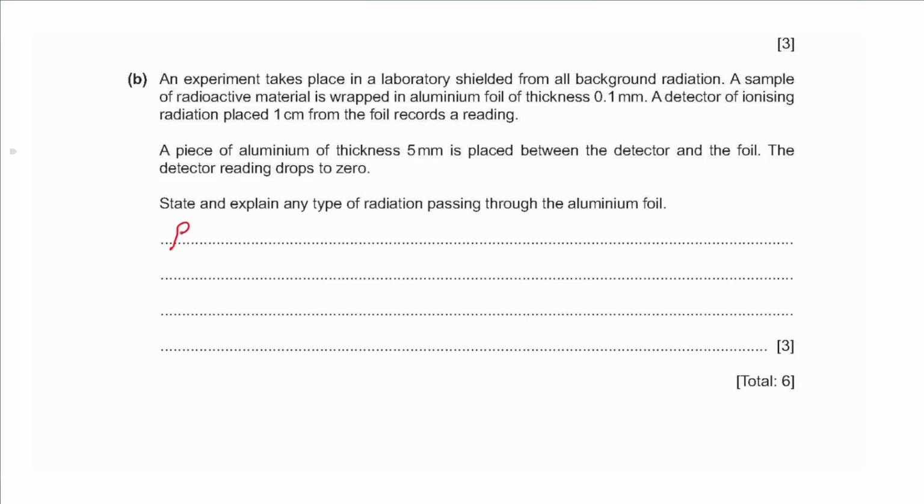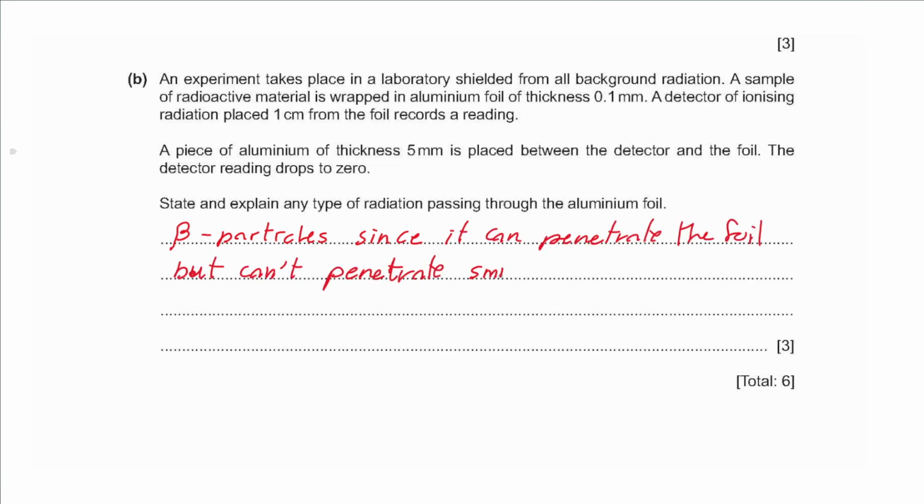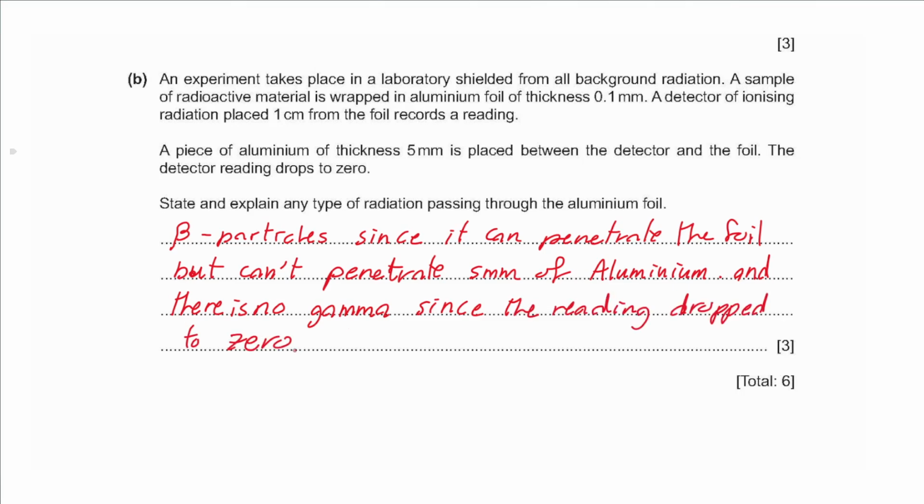We say that would be beta particles or beta radiation, since it can penetrate the foil but can't penetrate 5 millimeters of aluminium. And there is no gamma since the reading dropped to 0. And there is also no background, so 0 means nothing passing through the 5 millimeters of aluminium.